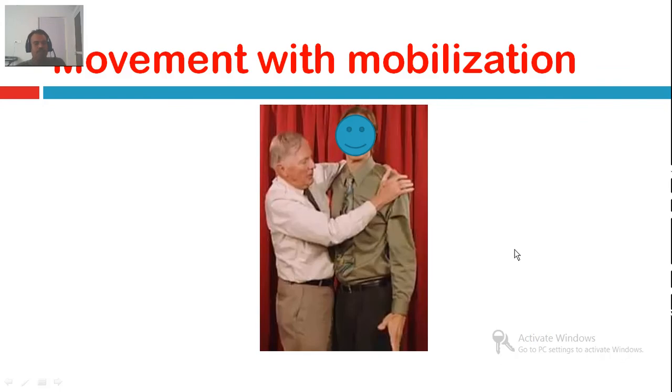Another option is you can do the movement with the mobilization, what we call the Mulligan concept. Here one of the concepts is a posterior glide and asking the patient to work with the shoulder movement. Usually my own modification is, instead of standing on the opposite side, I stand on the same side. Maybe in another video I'll show you how to work on movement with mobilization with our modification.